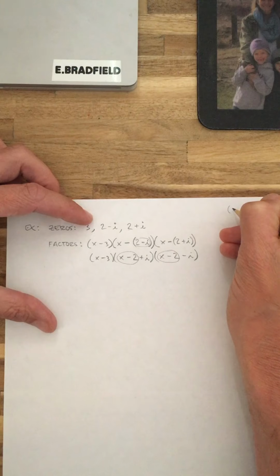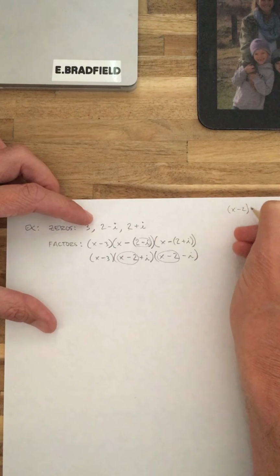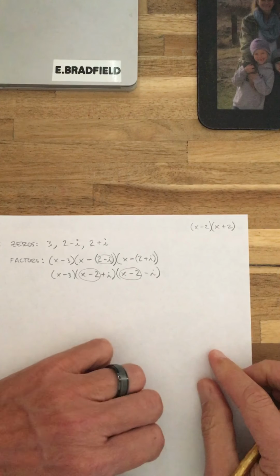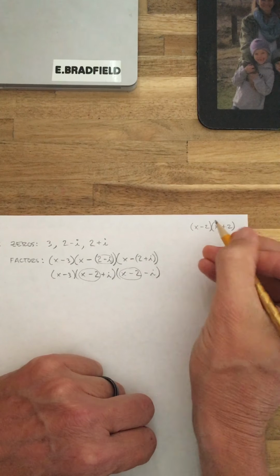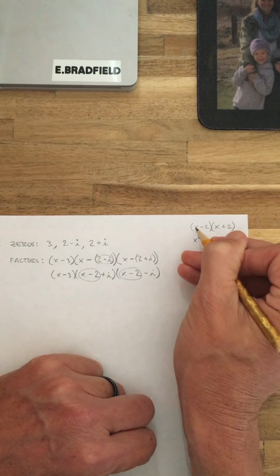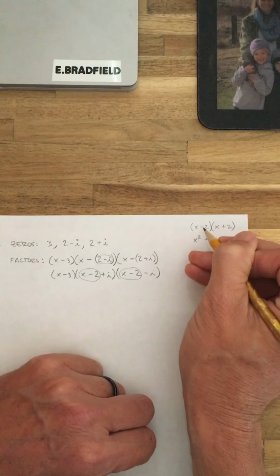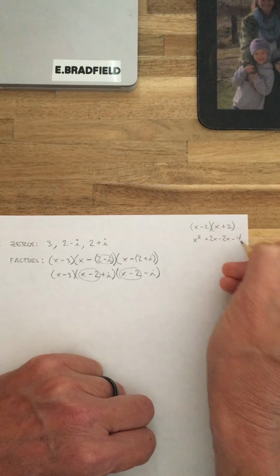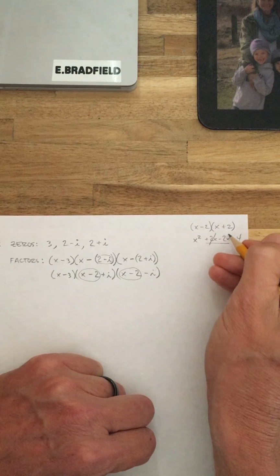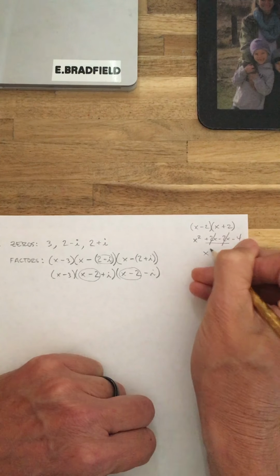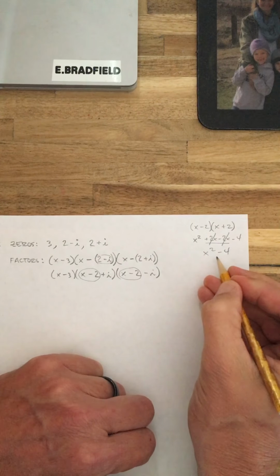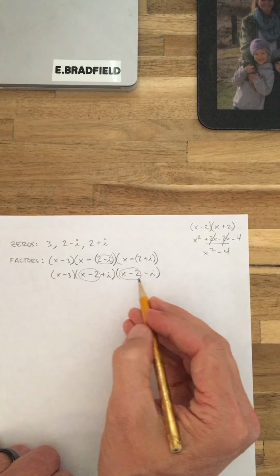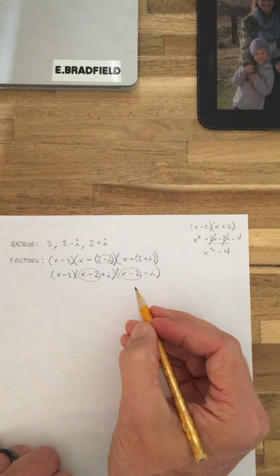Let me show you what that looks like. If I have x minus 2 times x plus 2, and I decided to multiply that together, isn't it x times x is x squared, x times 2 is plus 2x, negative 2 times x is minus 2x, and negative 2 times 2 is negative 4. Look at the middle terms, don't they cancel? And you're left with x squared minus 4. What is that? That's a difference of squares. So what we have here is the factored form of a difference of squares.